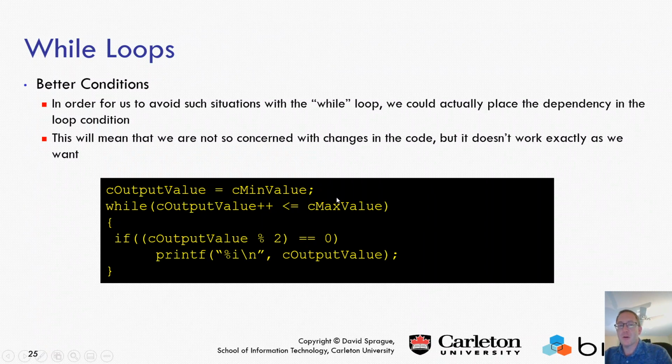What this will do is it will evaluate whether cOutputValue is less than or equal to cMaxValue, and then afterwards it will increase cOutputValue. That's what the plus plus here does. It does the evaluation, then it will plus plus afterwards. It does mean that it can get a little bit quirky in terms of order of operations, but you're pretty much guaranteed that you're not going to have an infinite loop, because you're not going to accidentally forget this line like you would accidentally forget the line down here.